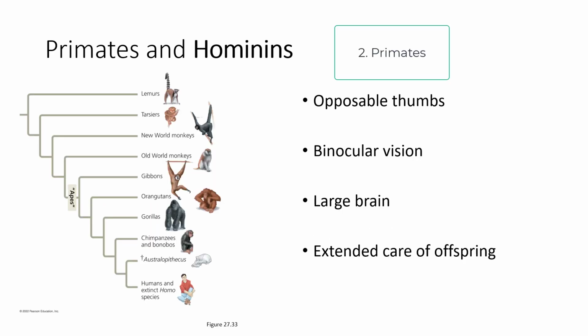Later on, the primates evolved, and we're going to take a moment to kind of look at these guys. What makes them so special? Well, they have opposable thumbs, they have binocular vision, and a large brain. Not only that, they have an even more extended care of offspring, allowing for greater survival, extended even to the point of sending their offspring to college to go and learn a whole bunch.